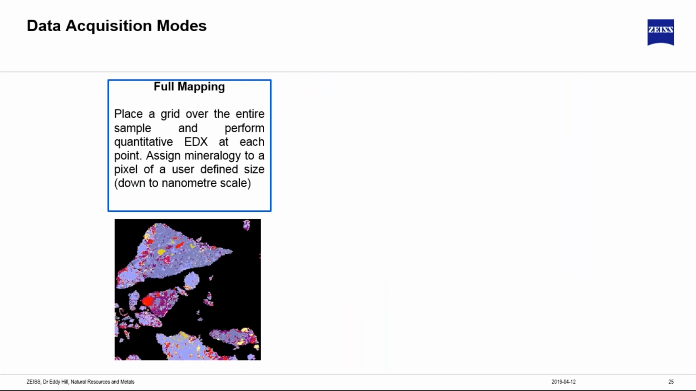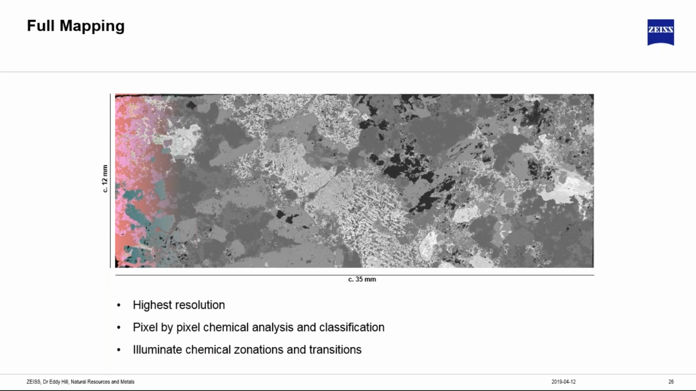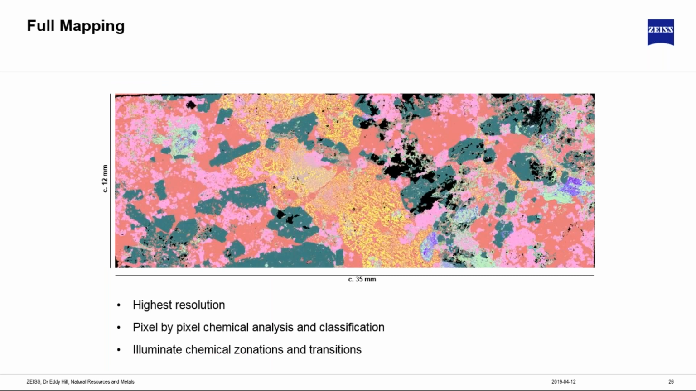We have several data acquisition modes, again, trying to add flexibility. You don't always want to ask the same question of every sample, and this allows you to refine your question, but also save time. Our most extensive analysis is full mapping, where a figurative grid is overlaying the entire sample, and analyses are performed at the intersections, and of course the step size is determined by the user. But this then assigns mineralogy to each pixel. It provides the highest analytical resolution, pixel by pixel chemical analysis and classification, and it helps eliminate chemical zonations and transitions in your sample.